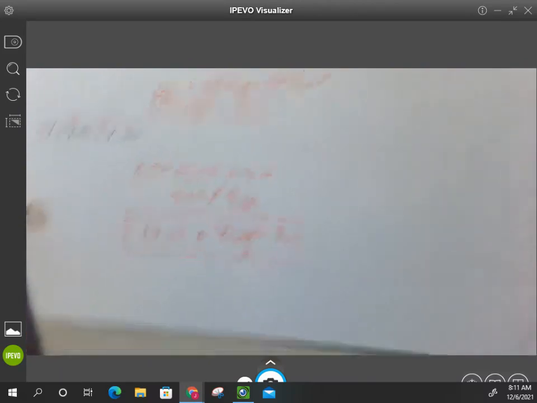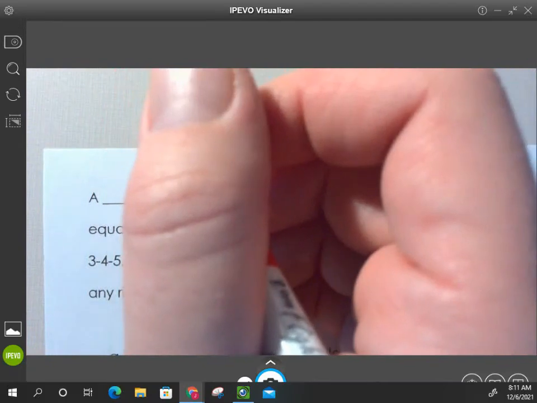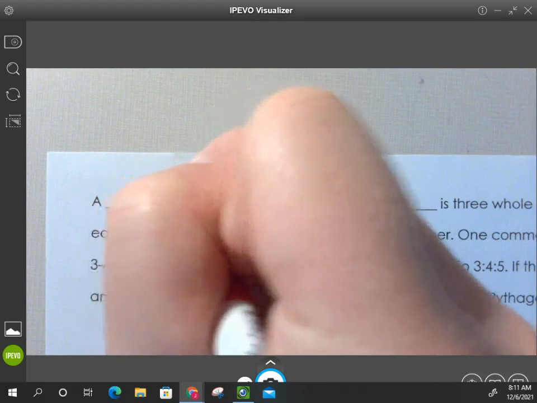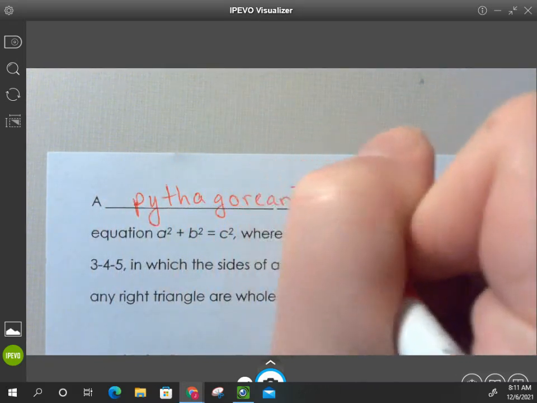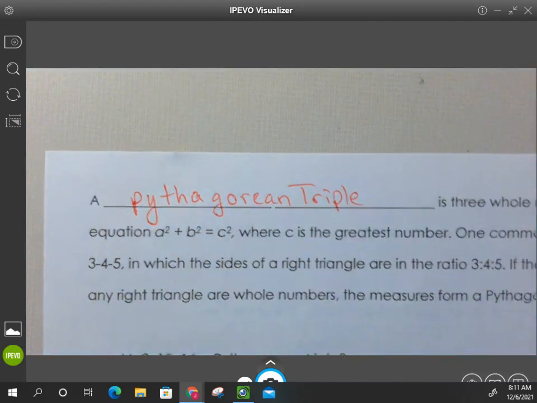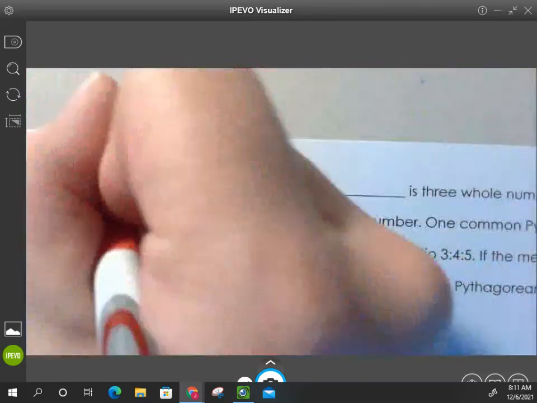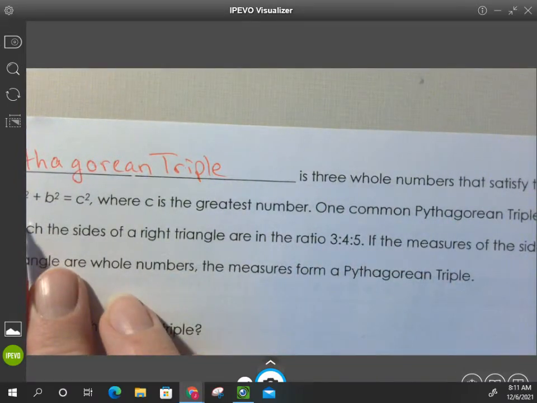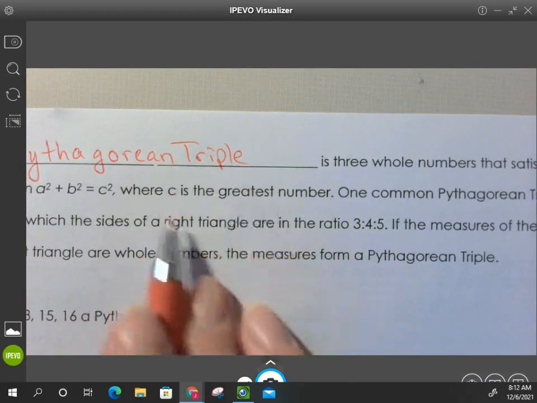Okay, so last idea for today is the Pythagorean triple idea. Okay, a Pythagorean triple, actually that should be a capital P since it's the name of something. Pythagorean triple. I'll fix that. A Pythagorean triple is three whole numbers that satisfy the equation a squared plus b squared equals c squared, where c is the greatest number. Okay, we already know that.